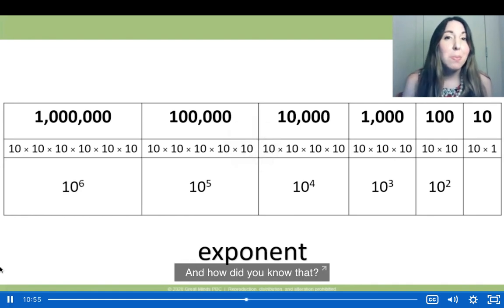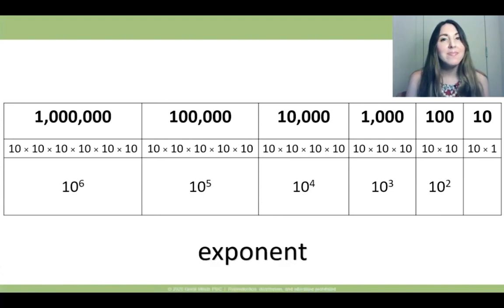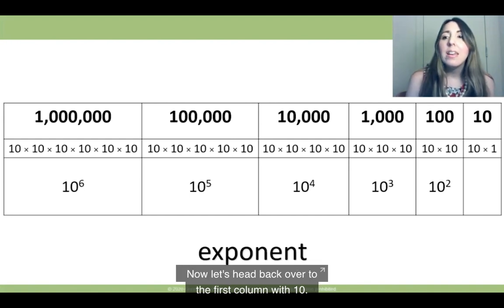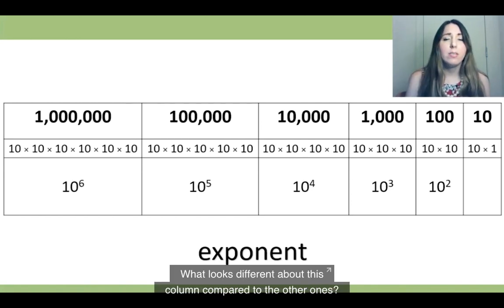10 to the 6th power. And how did you know that? Because there are 6 factors of 10 in 1 million. Now let's head back over to the first column with 10. What looks different about this column compared to the other ones?